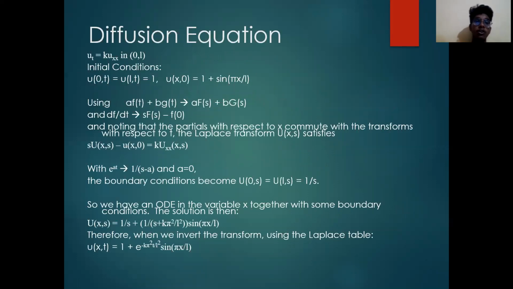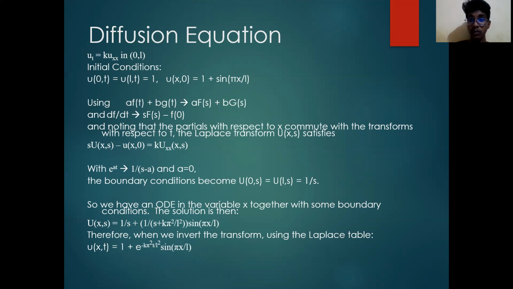Diffusion equation: u_t is equal to k u_xx on 0 to 1. The boundary conditions are taken as u(0,t) equal to u(1,t), which is equal to 1, and u(x,0) equal to 1 plus sine(pi x by L). Using linearity, the transform of a f plus b g is a F(s) plus b G(s), and df by dt is taken as s F(s) minus f(0). And noting that the partials with respect to x commute with the transform with respect to t.